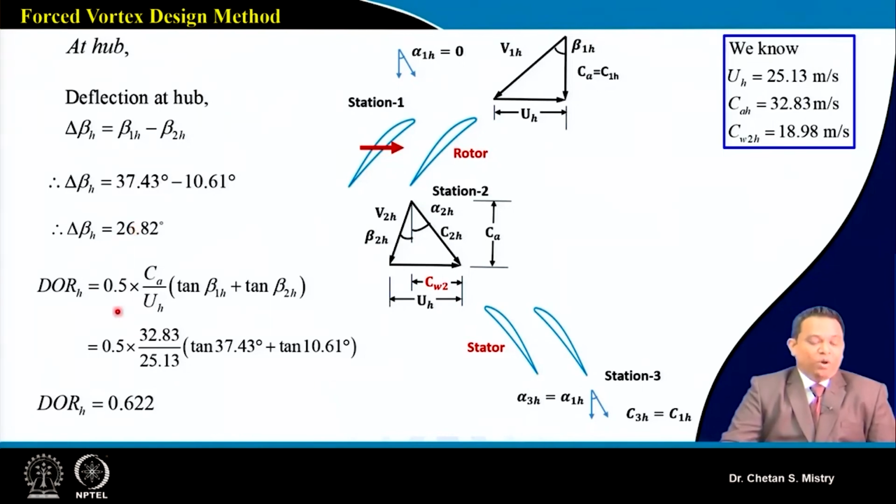Now we can do our calculation for degree of reaction at the hub. This is the formula. Since my CA at hub is known, we can do this calculation. It says my degree of reaction is coming 0.62.